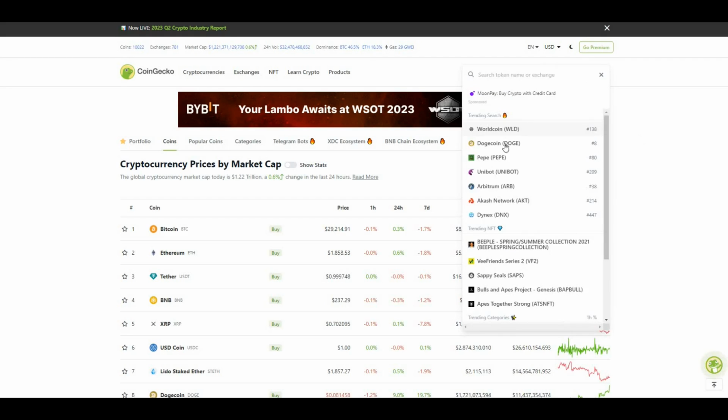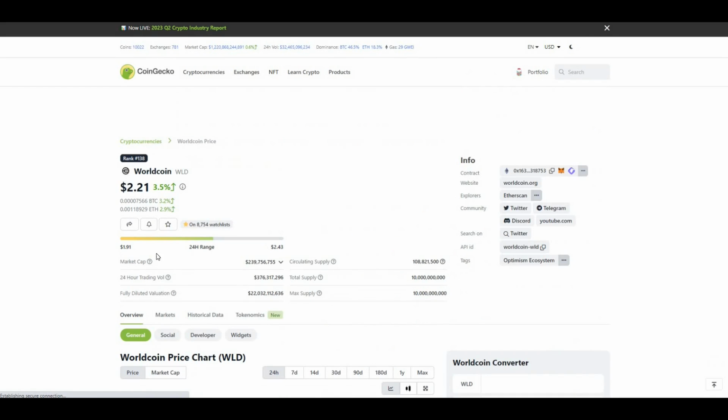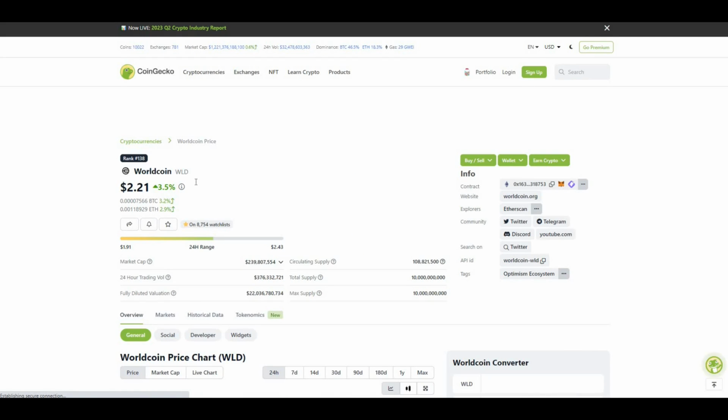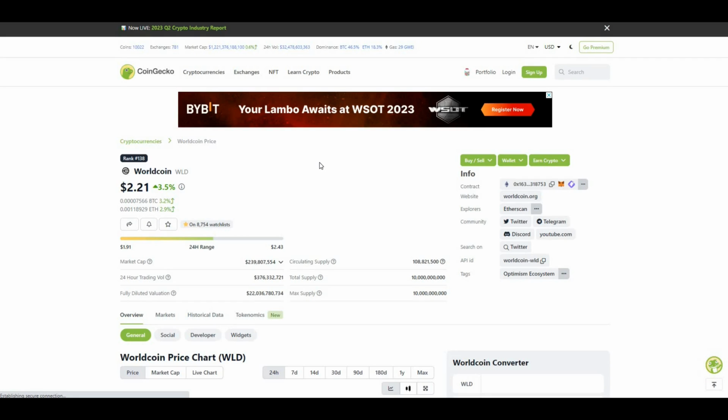Okay, so let's load up Worldcoin here. You can see it's trending at the moment on CoinGecko, trading in terms of overall crypto rankings at 138. So let's bring that up. The ticker for Worldcoin is WLD and it's trading at $2.21, up 3.5% in the last 24 hours. Market cap is 239 million, and the fully diluted valuation is humongous at 22 billion.